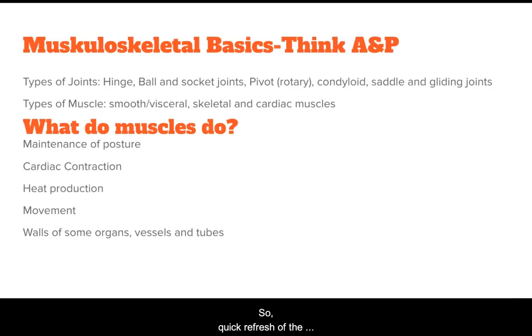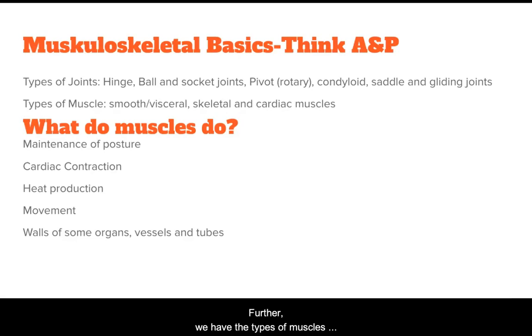So, a quick refresh of the musculoskeletal system. Think about everything you learned in anatomy and physiology. I know for some this might have been a very long time ago, so maybe look back into the systems if you still have your old books and figure out what these things are. Understand the types of joints we have: the hinge joint, ball and socket, that's like our hips, pivot joints, so those are the ones that can rotate, condyloid, saddle, and gliding joints, which all play a huge role in how the musculoskeletal system works.